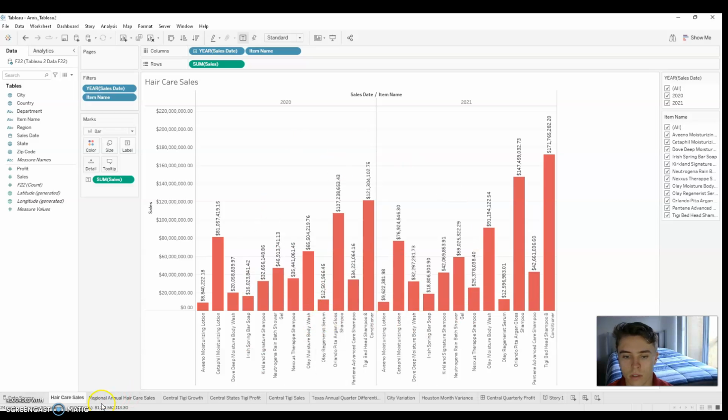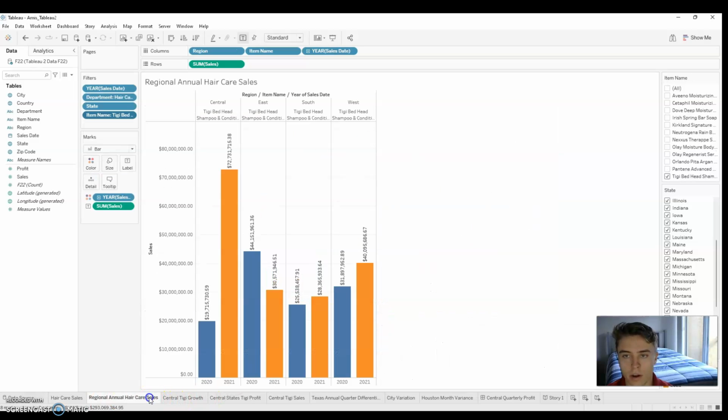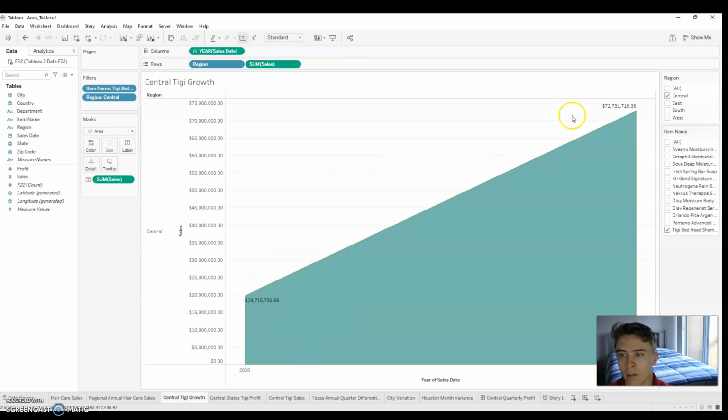To follow up this worksheet in relation to Tiggy hair care sales, I wanted to see the different growth factors of the regional Tiggy sales, and I noticed that the central region had the greatest growth relative to the other regions. To follow up with this finding, I highlighted the difference of the exponential growth with a $53 million increase between 2020 and 2021 within the central region.